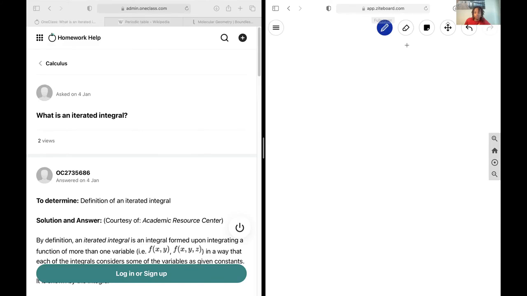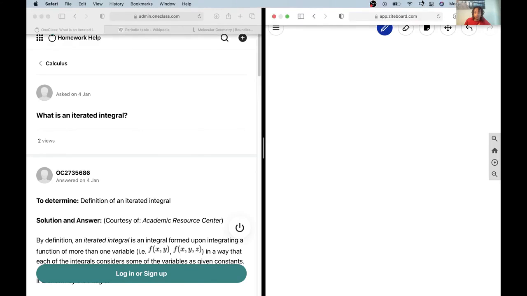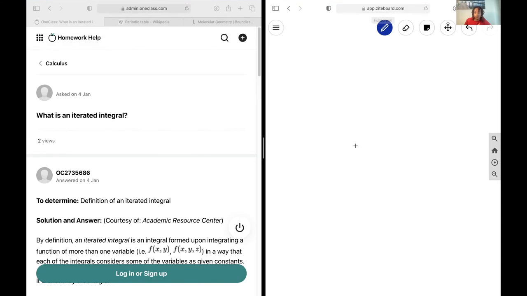Okay, for this question, we're answering what an iterated integral is. The actual definition is linked below the question on OneClass. But if you're given this and you genuinely did not know the answer, we can just look at the words in it, quite literally.